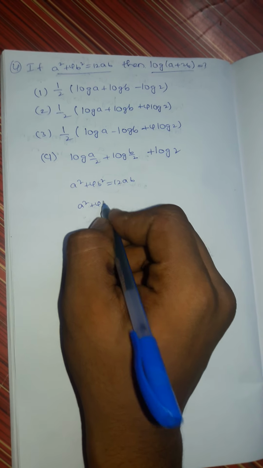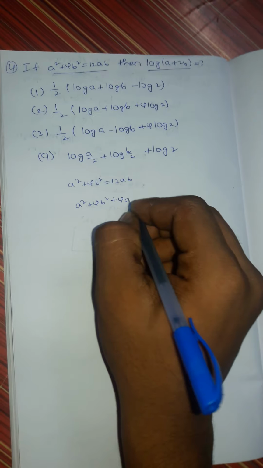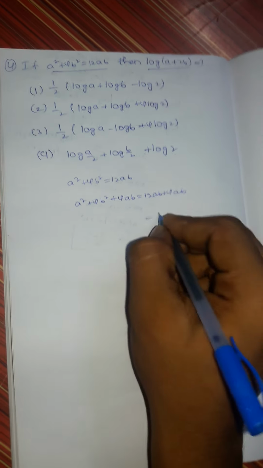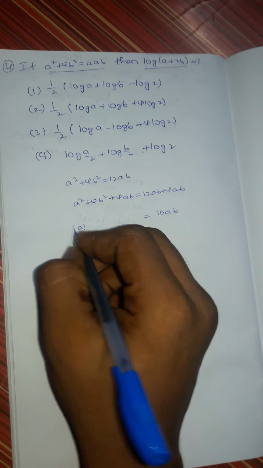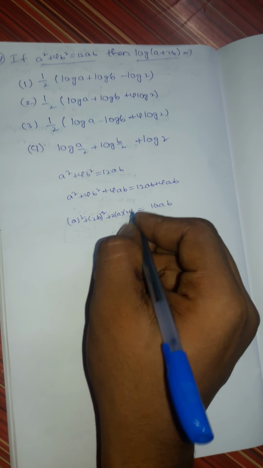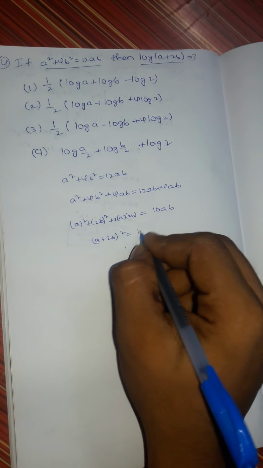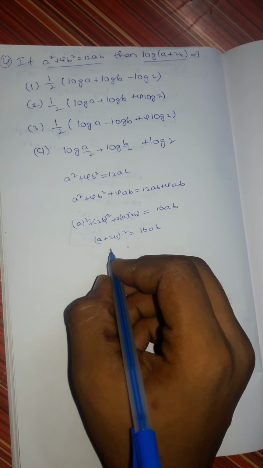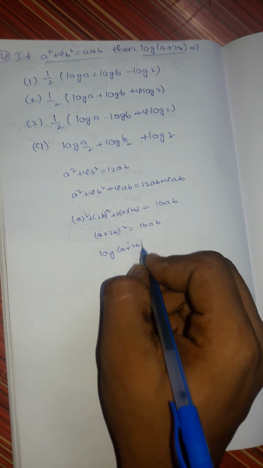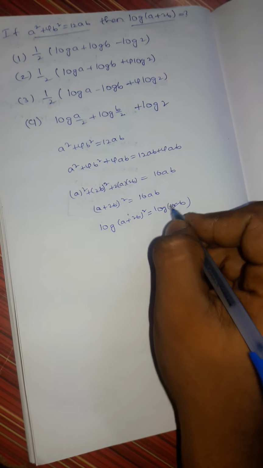a square plus 4b square, adding 4ab on both sides, is equal to 12ab plus 4ab. We get it as 16ab. This is a square plus 2b whole square, plus 2 into a into 2b. That is a plus 2b whole square is equal to 16ab. Applying log on both sides, we get log of a plus 2b whole square is equal to log 16ab.